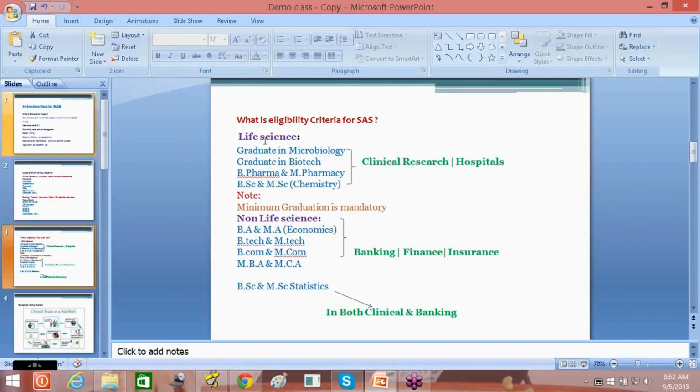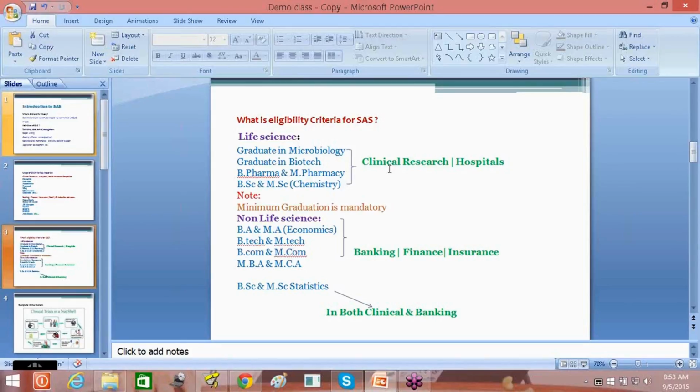Whereas in life science background, these people will come under it. And coming to the non-life science background, people like BA, MBA, economics, Bachelor of Arts, BTech or MTech, MCA, BCom and MCom. These people come under the non-life science background. After learning this SAS software, they can work in the banking sector, finance sector, insurance sector or retail marketing. So why can't they work on the clinical side, in clinical companies?